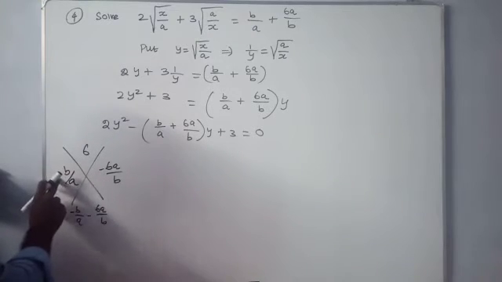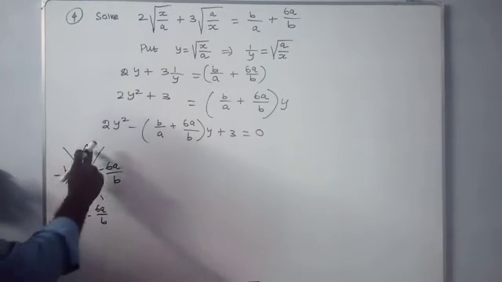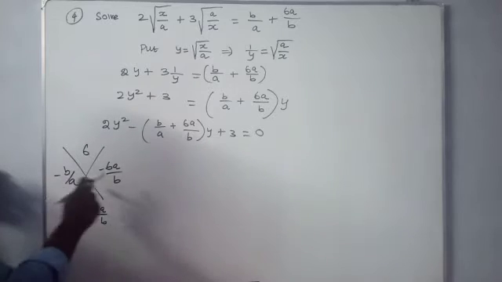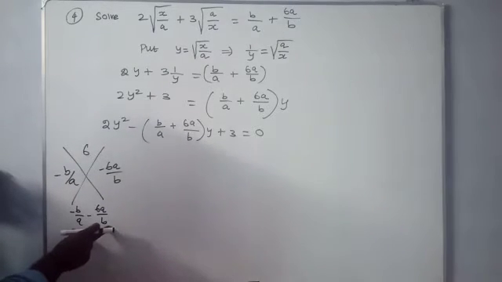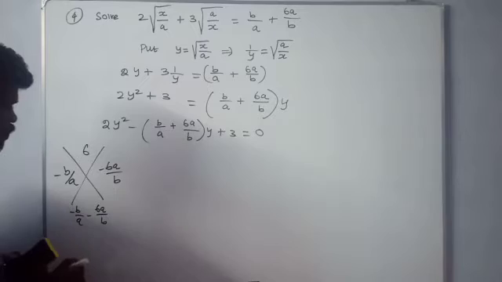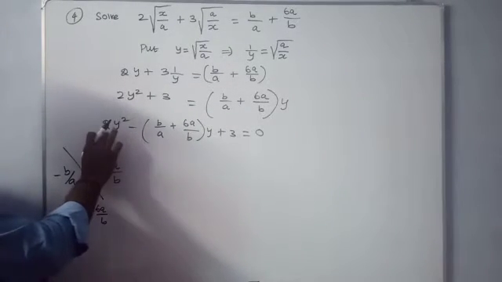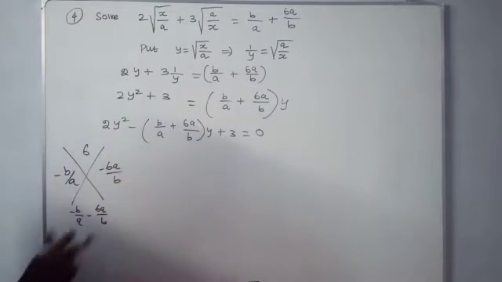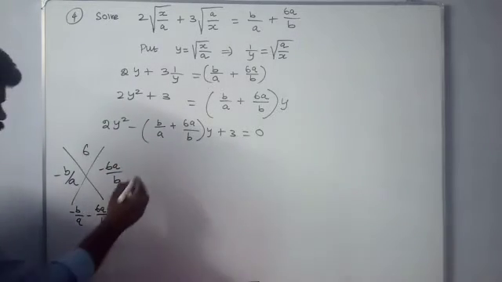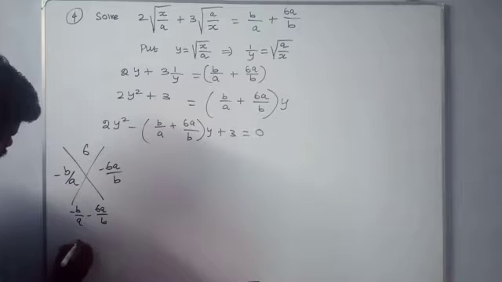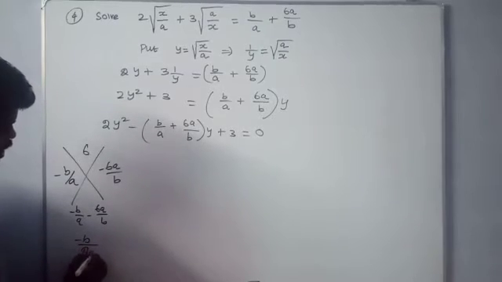But minus into 6, minus 6 minus 1, so the answer is plus 6. And add these two terms, the answer will come like this. So these are the two factors. And we want to multiply by 2 because the leading coefficient is 2. So we have to multiply minus b by 2a.